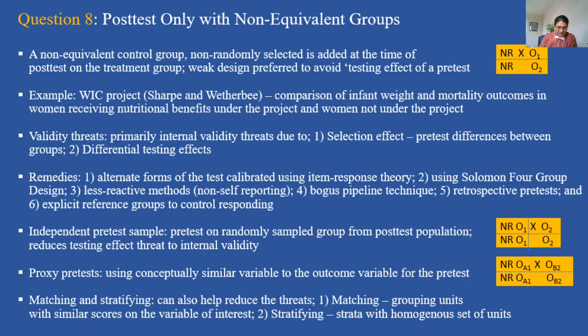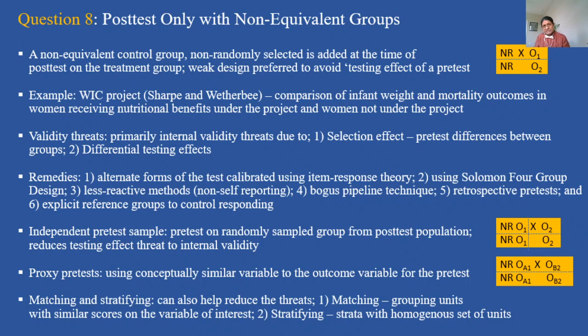An example is the study by Sharp and Weatherby in 1980, where they compared infant birth weight and mortality outcomes between women receiving the nutritional benefits from the WIC, that is the Women, Infant and Children program, in the state of Mississippi. And the comparison was between these women receiving the nutritional benefits and women not receiving the nutritional benefits. Now, it is a weak kind of design, but this design is preferred when the testing effects are to be eliminated or avoided.